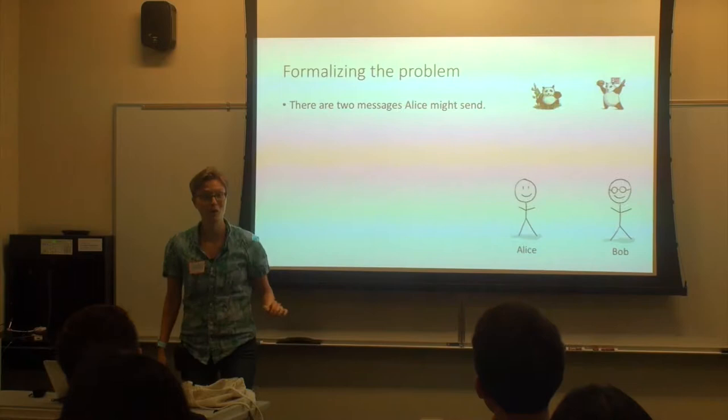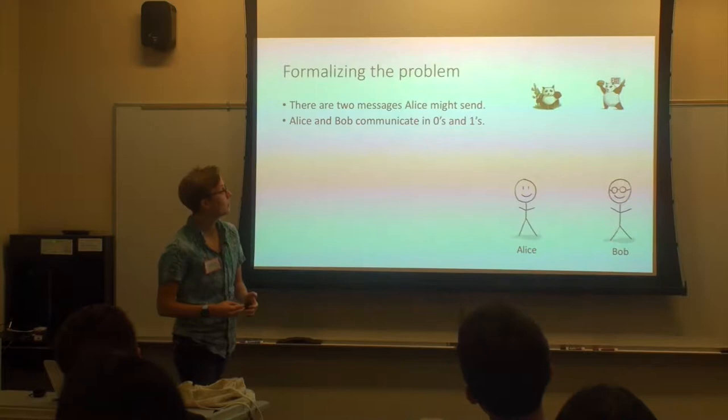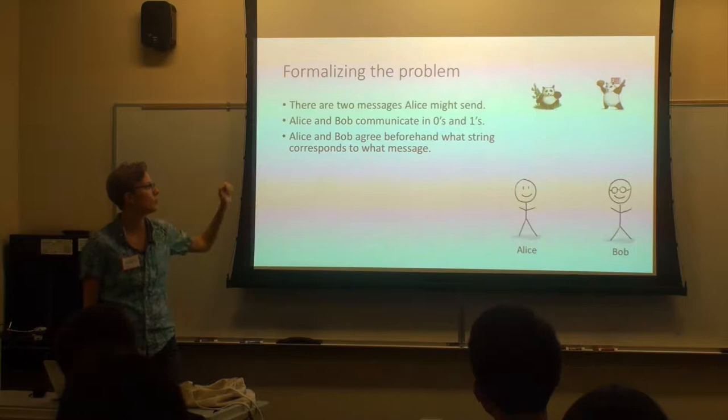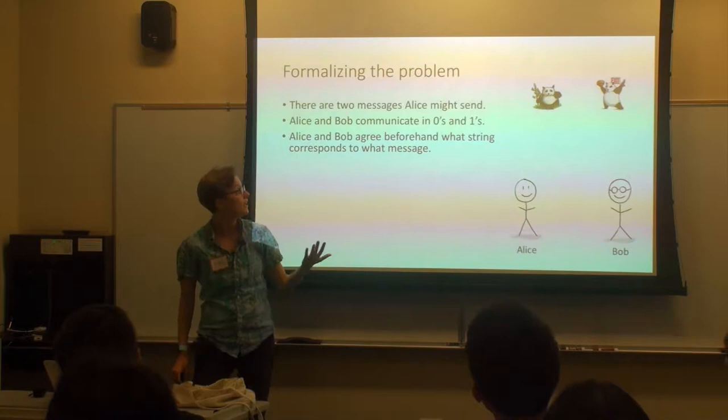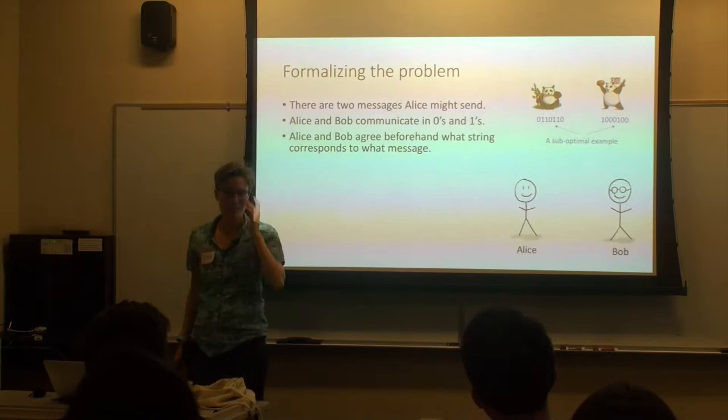And of course, being normal human beings, Alice and Bob communicate in zeros and ones, let's say. What Alice wants to do is to send some string of zeros and ones to Bob, which will convey her choice of message. The rules are that beforehand, Alice and Bob get to agree which string of zeros and ones corresponds to which message. Let's just say, for the sake of example, that the string 0110110 corresponds to panda eats plants, and the string 1000100 corresponds to panda's got a gun. This is not an optimal example, I just threw something up there, okay?